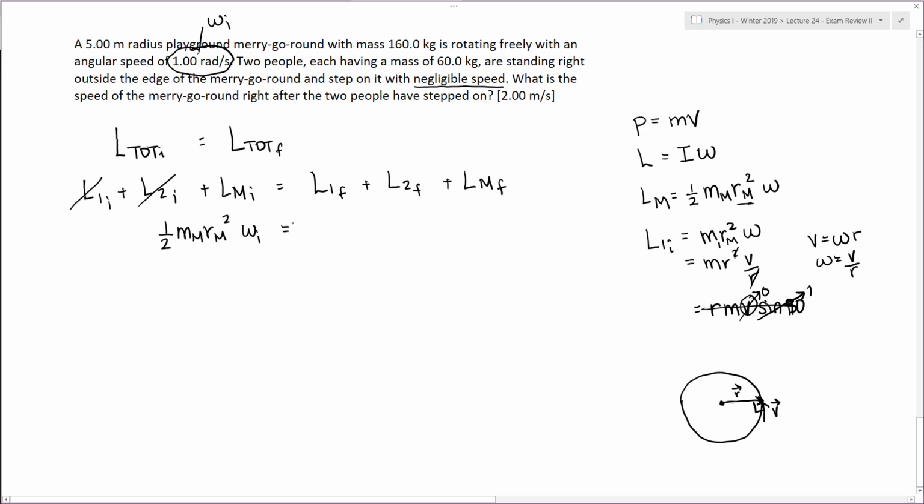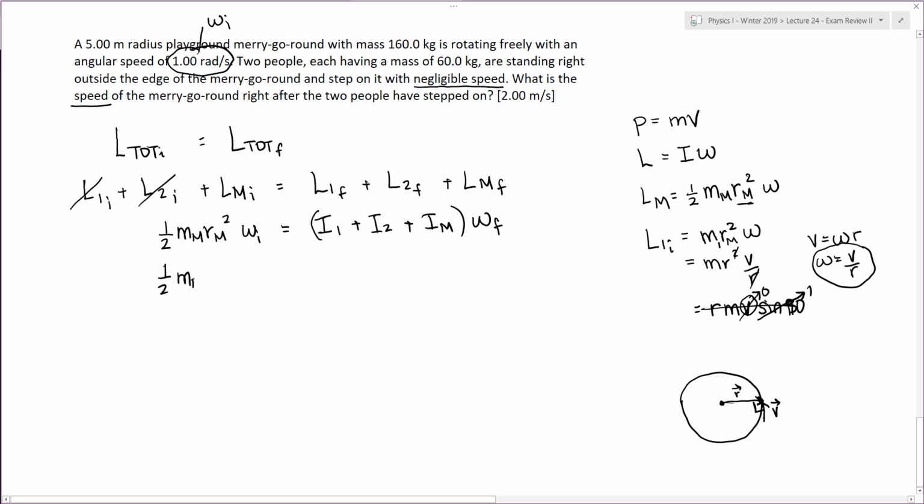Now, once the people jump onto the merry-go-round, they're stuck on it. So this is like an inelastic collision. So I'm going to say I total times omega. Okay, now my I will be the I of the first person plus the I of the second person plus the I of the merry-go-round times omega final. And we're looking for the speed of the merry-go-round right after the two people have stepped on, not the angular velocity. So we're going to have to use this equation again over here to change the angular velocity into the speed. Okay, so I'll do that in the next step.